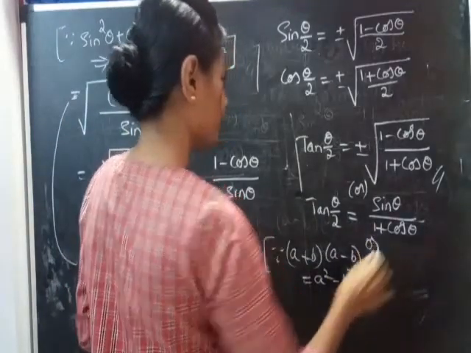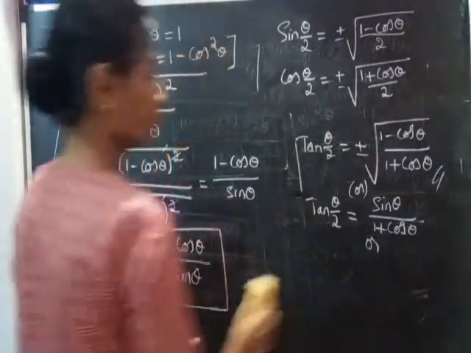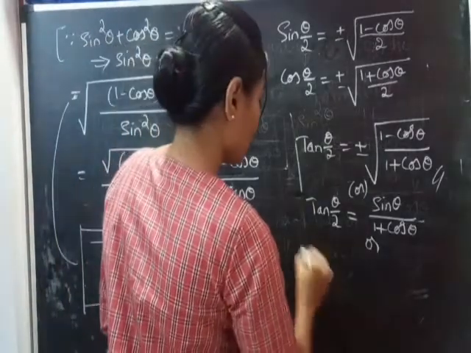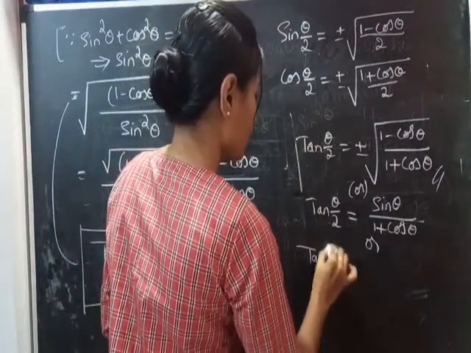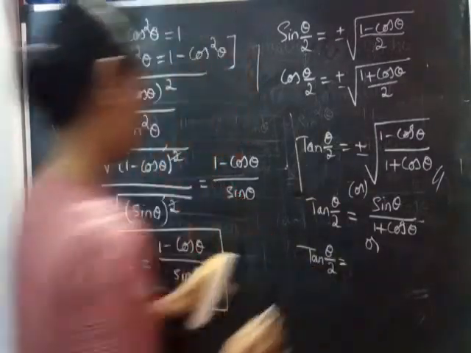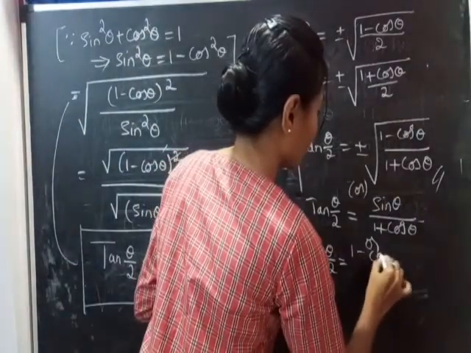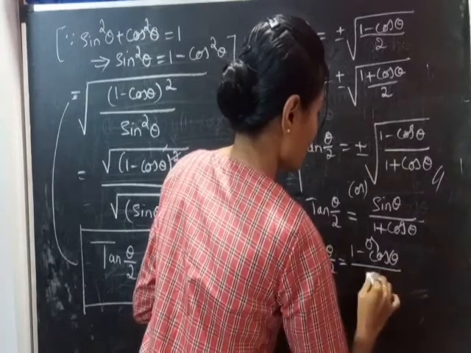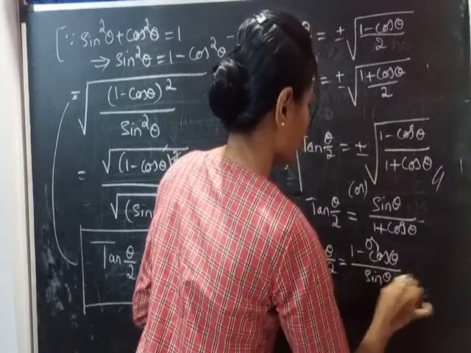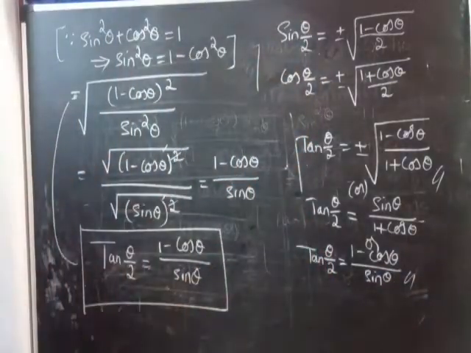Or tan theta by 2 is equal to 1 minus cos theta by sin theta.